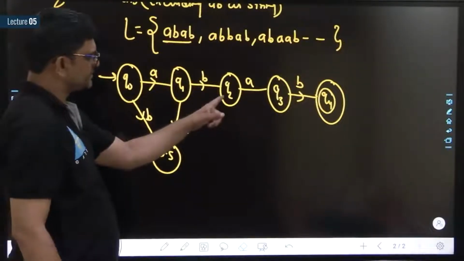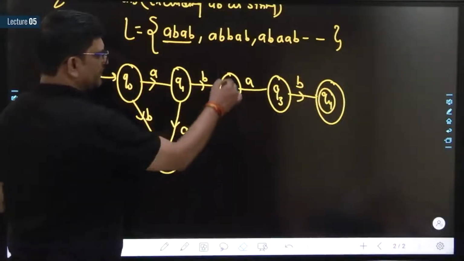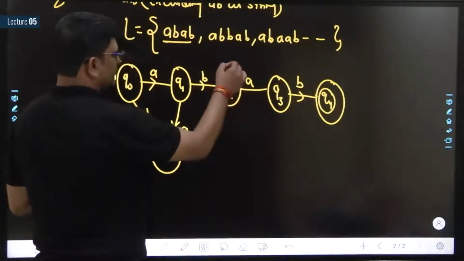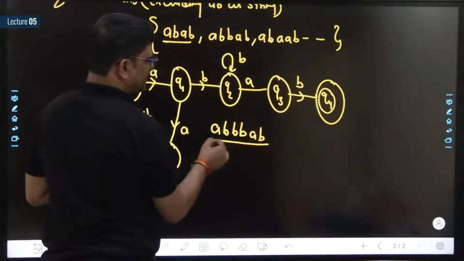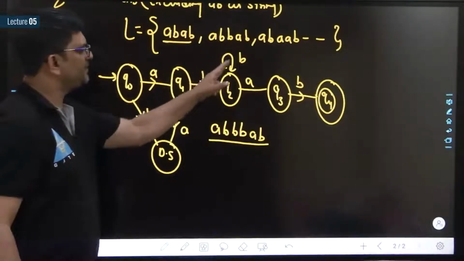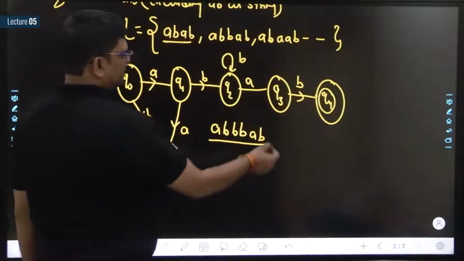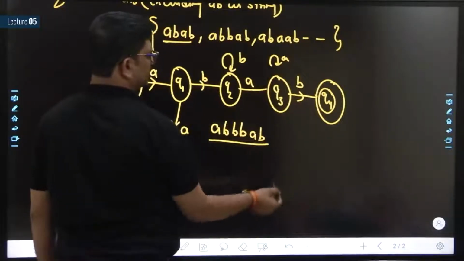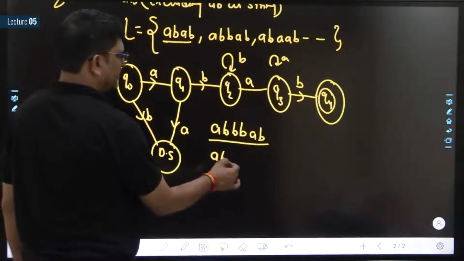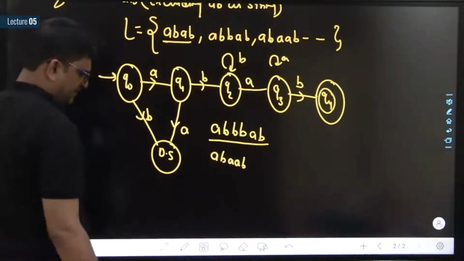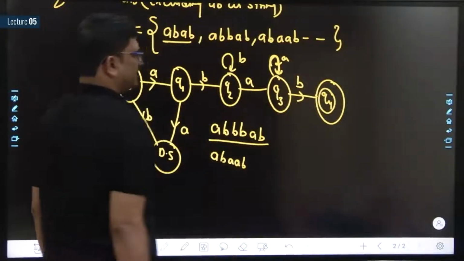Next, what is the transition on input alphabet B on the state Q2? We can make a self loop, because ABBBAB is in our language. Clear? Now, this state: can we make A a self loop? No. Why? ABAB. We can make a self loop on A. Yes. Clear?